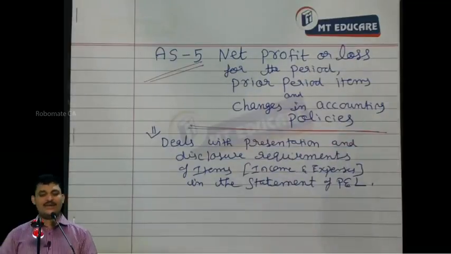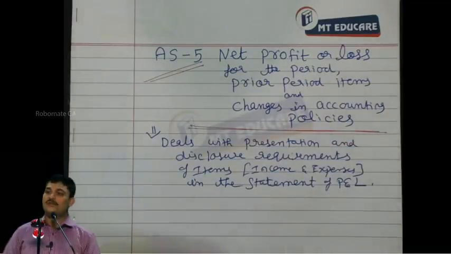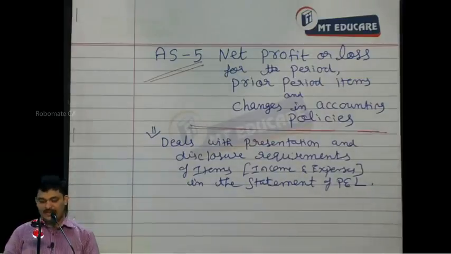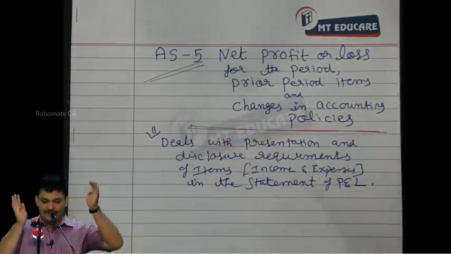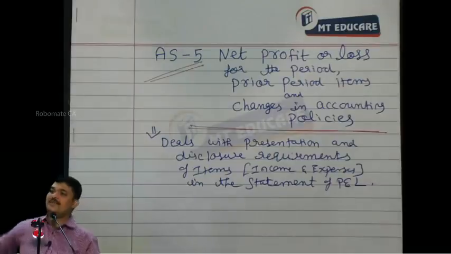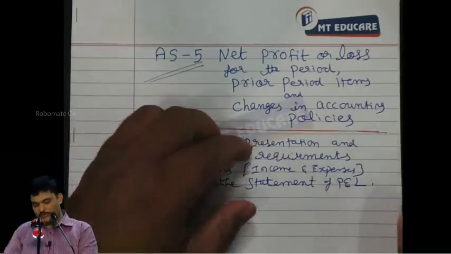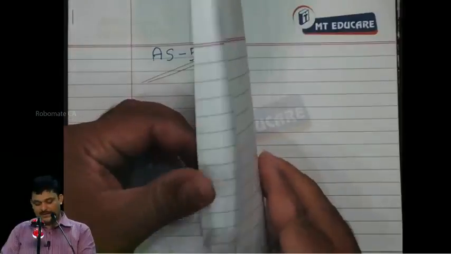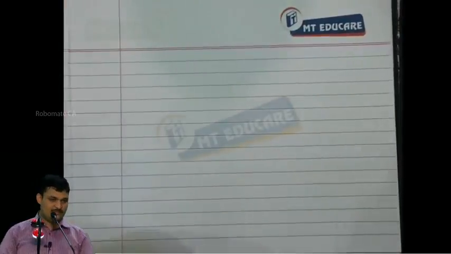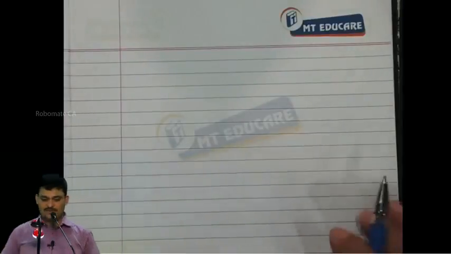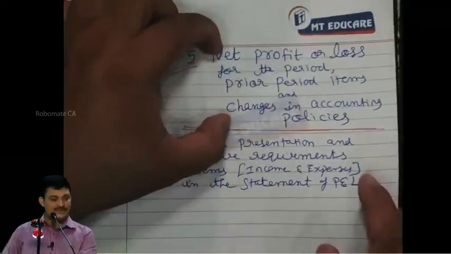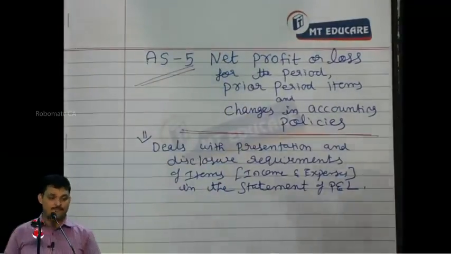Understood? So the title of the standard is: Net Profit or Loss for the Period, Prior Period Items and Changes in Accounting Policies. Which means it seems to cover three aspects of P&L: current period profit or loss, prior period items and change in accounting policy. But if you see the standard, it actually covers five presentations. What are those five? So this AS5 title may cover only three aspects, but the content actually has five items.